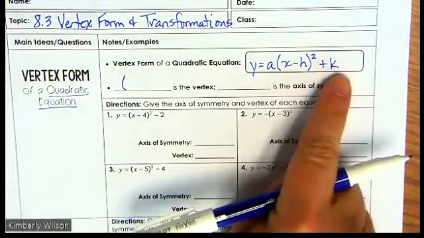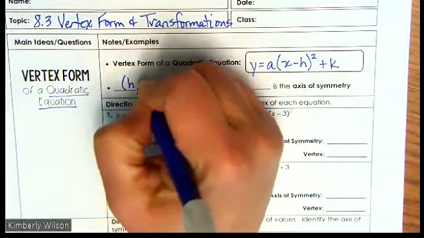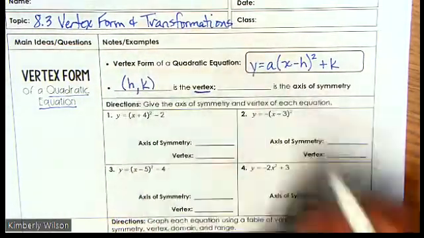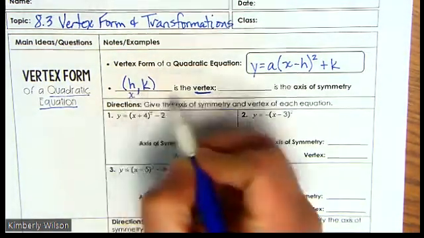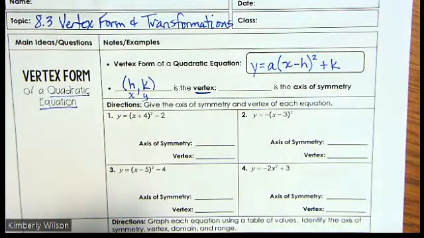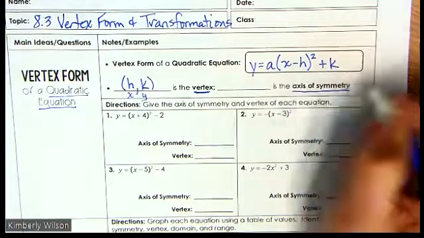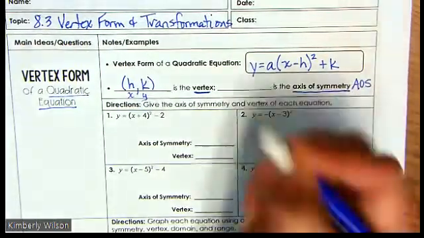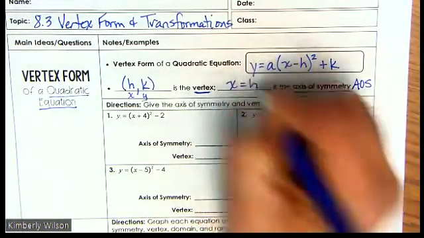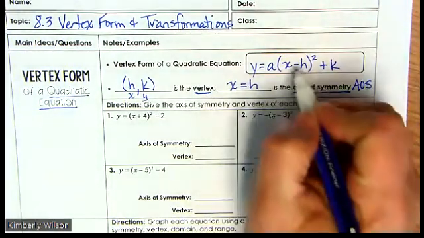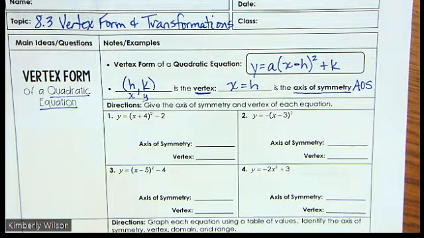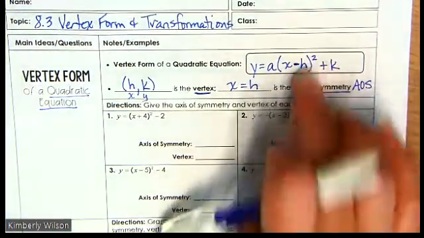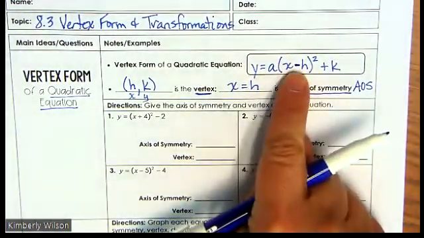So the h and the k are the vertex. Notice the h is in the x spot, the k is in the y spot of the vertex. So based on that, that means that my axis of symmetry, which is the AOS, is x equals h. Now, what you've got to pay attention to is this is a minus right here, not a plus. So you have to remember that as we're working. So we are just pulling just the h out, and this has to remain a minus.